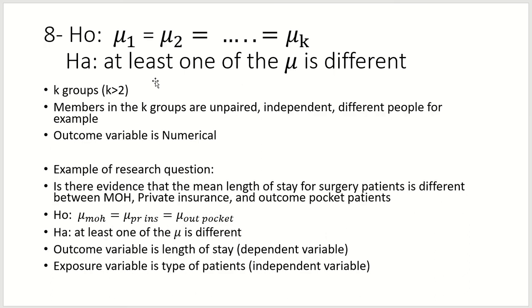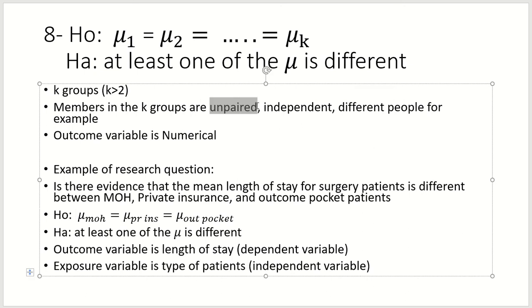Scenario number 8, still the same setup. You have K groups. So you write your null hypothesis the same way, the alternative hypothesis the same way. But here the members in the groups are unpaired, they are independent, these are not the same people. Again, as an example, your outcome is still numerical. So an example: is there evidence that the mean length of stay for surgery patients is different between the Ministry of Health, the private insurance, and the out-of-pocket patients?